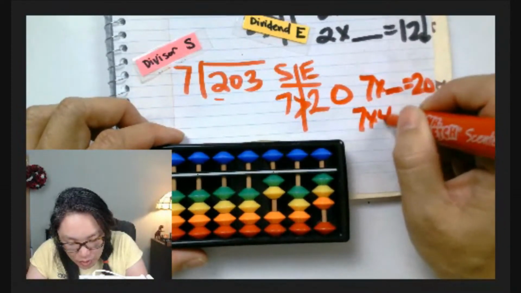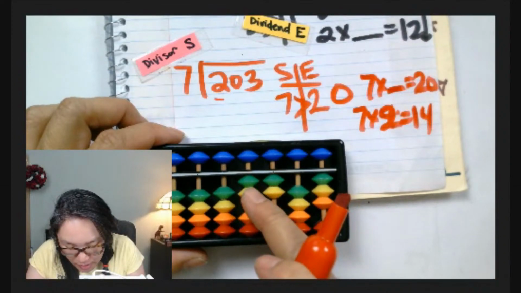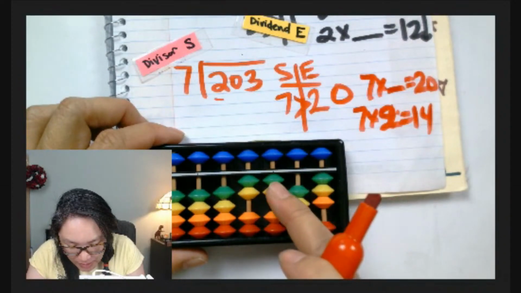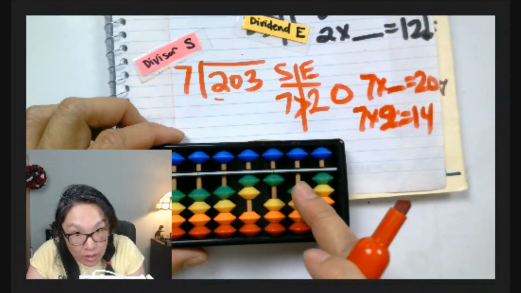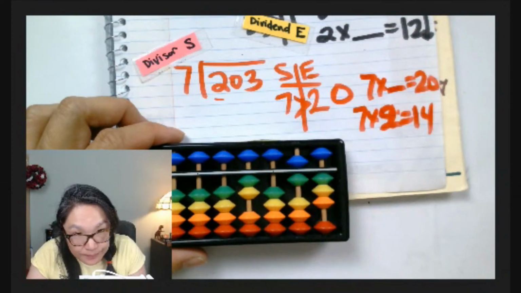Now my question is, 7 times what is equal to 20 or less? 7 times 2 is equal to 14. I add 2 here, and I take away 14. Take away 1, take away 4. Minus the 4 is minus the 5 plus the 10.